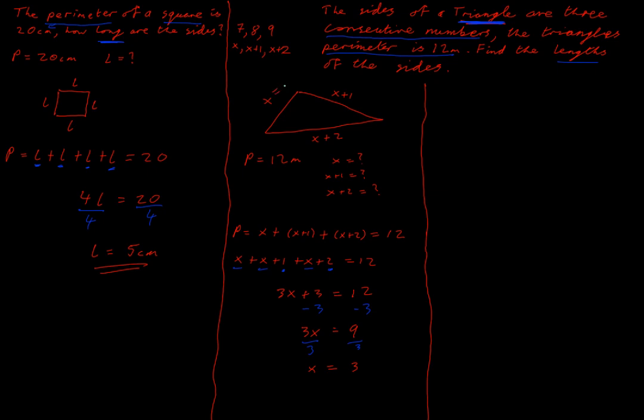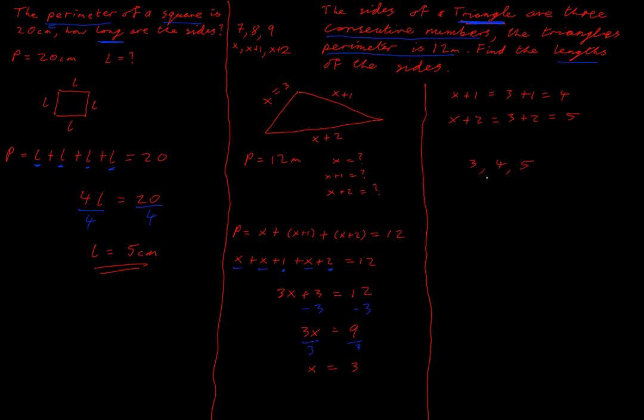This shortest side here is equal to 3. So the next biggest side is going to be 3 plus 1. So this is my shortest side. My next side is going to be x plus 1, which is 3 plus 1, which is 4. And my longest side is going to be x plus 2, which is 3 plus 2, which is equal to 5. So I have my side lengths. My 3 side lengths are 3, then 4, then 5.